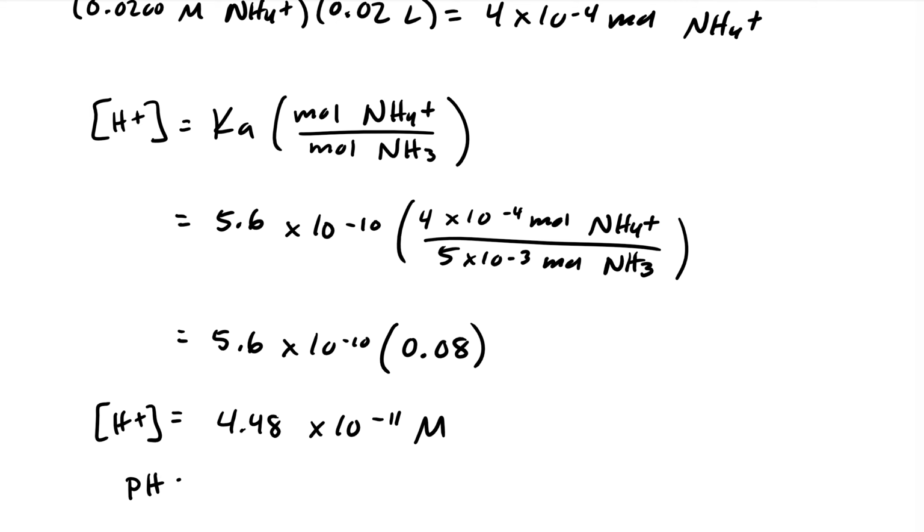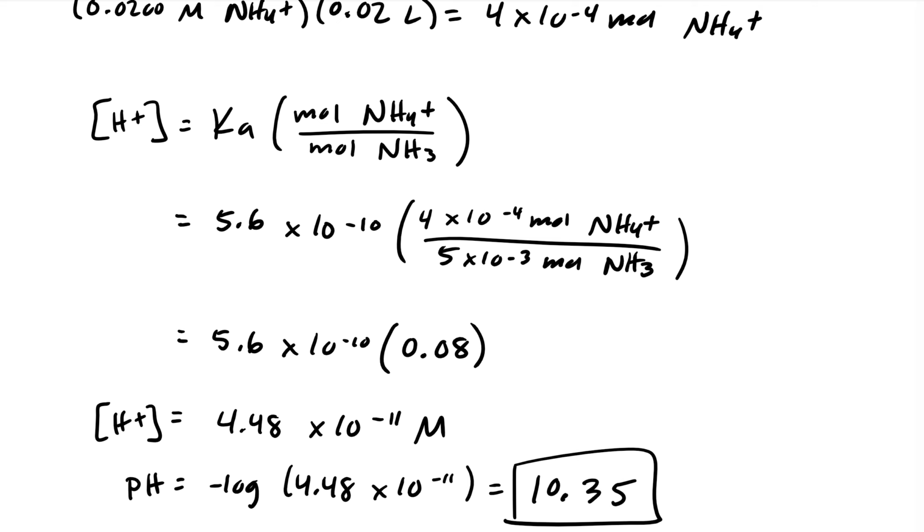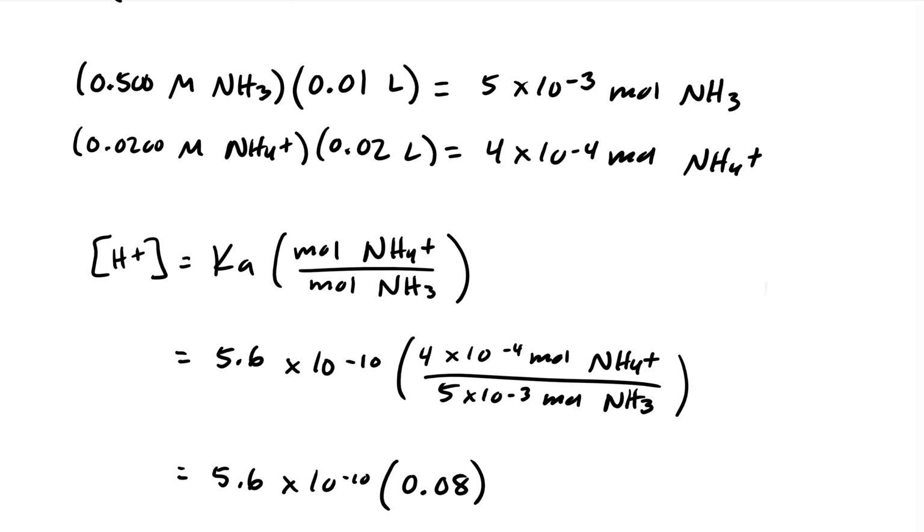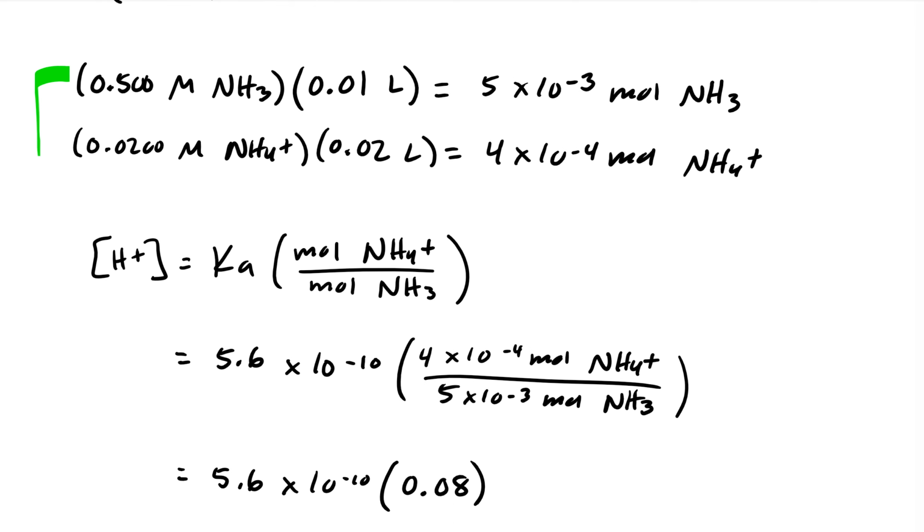So the pH is equal to the negative log of 4.48 times 10 to the negative 11. And I get 10.35 as your pH. Okay, so this is the same as example number 3. Just one more step at the beginning. You had to take your molarities and multiply by the liters to get the moles.